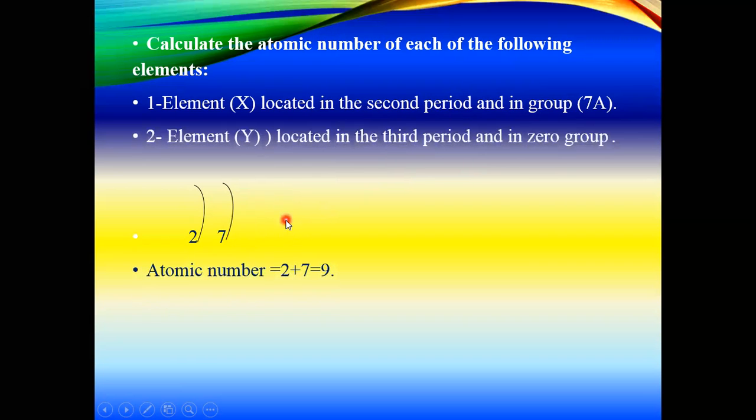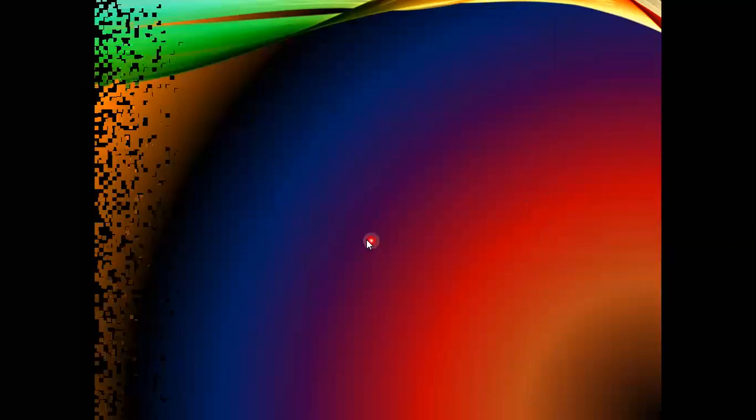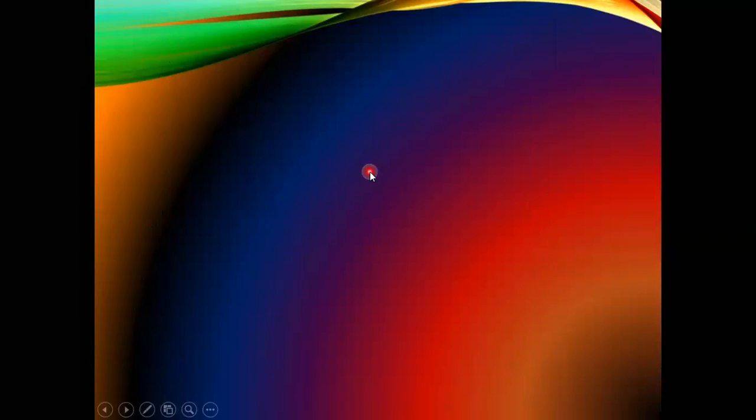تعال نشوف element Y located in the third period. طالما third period على طول يبقى إيه؟ How many energy levels؟ 3 energy levels: 2 8 8. تمام؟ طيب zero group يعني إيه؟ Zero group يعني أكيد الاوترموست completely filled. في الحالة دي الاتوميك نمبر بيكون النمبر أوف الكترونز هنا اللي هم 18. Let's go to these questions.